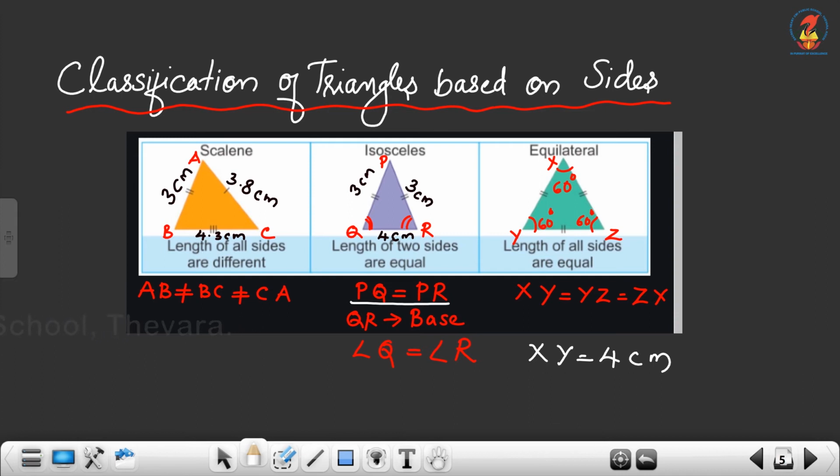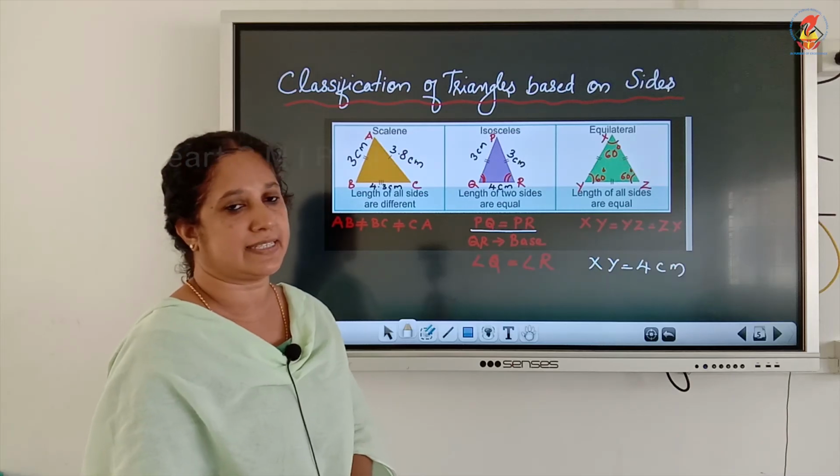You can see the symbol. This symbol indicates that the measures are the same, or the lengths of those three sides are the same. So if XY equals 4 centimeter, YZ is also 4 centimeter, ZX is also 4 centimeter. That means XY equals YZ equals ZX. Then in that case the triangle is known as an equilateral triangle.